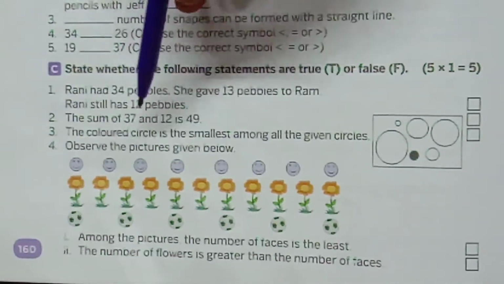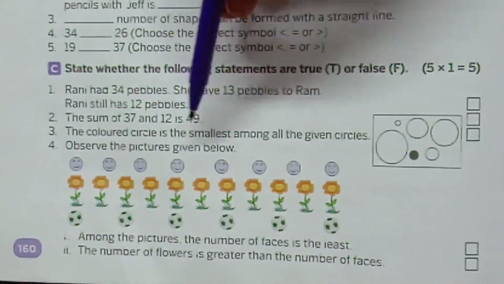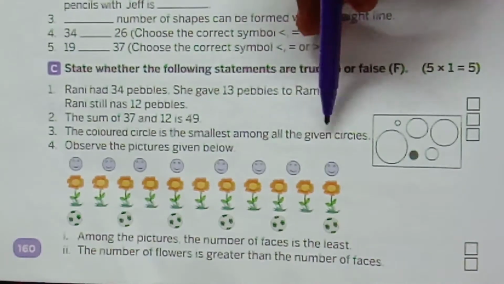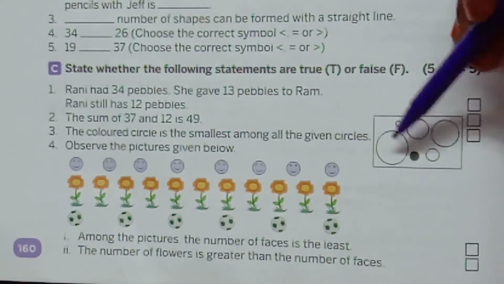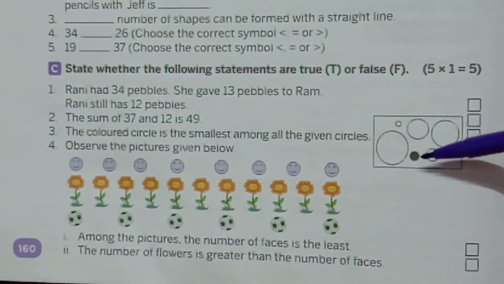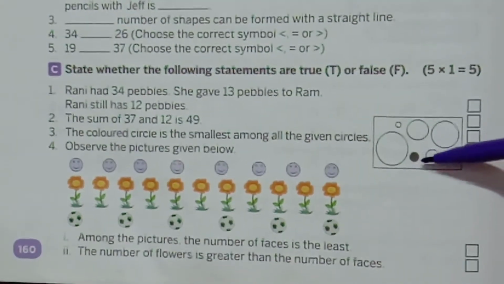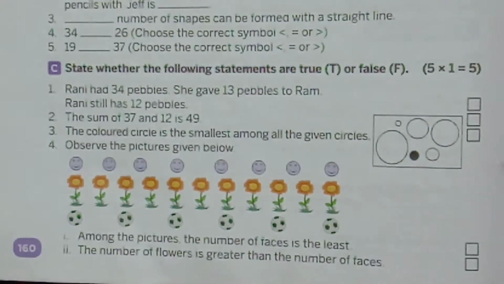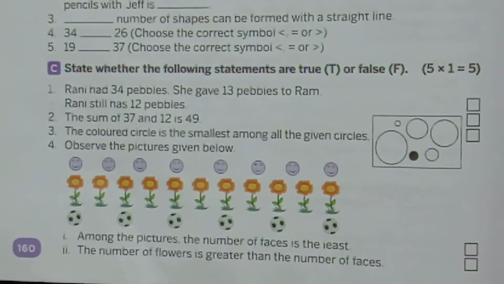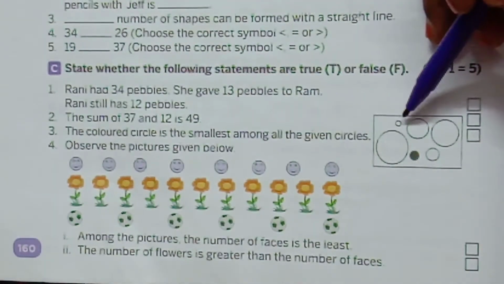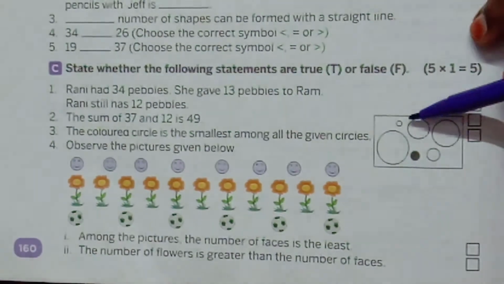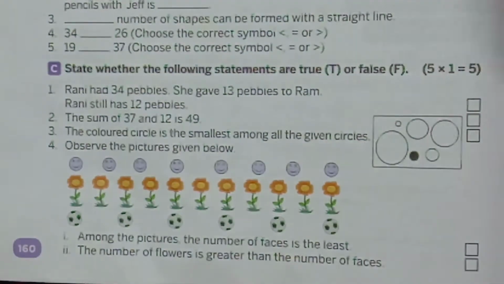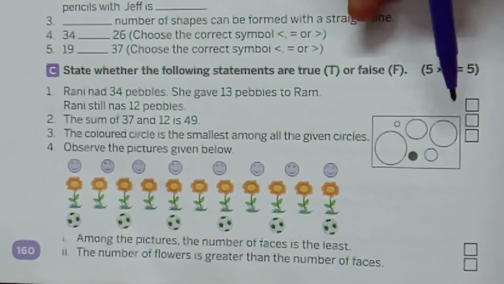Now, third one. The colored circle is the smallest among all the given circles. See here, children. Here in the box, small circles are there. One circle is colored. That is the smallest circle? You compare all these circles. Is it correct? No, because here also one more small circle is there. Compared to this one, here is a smaller circle. So this is a wrong option. So you mention only false.